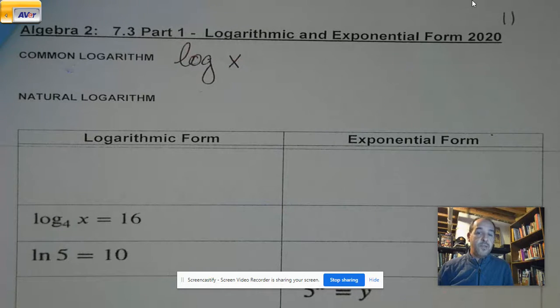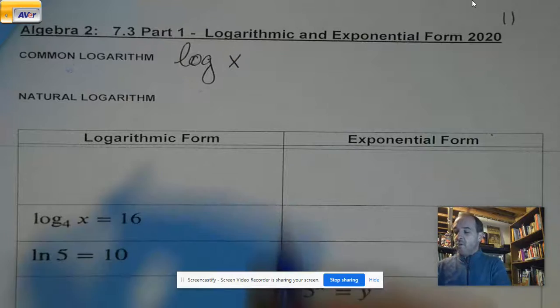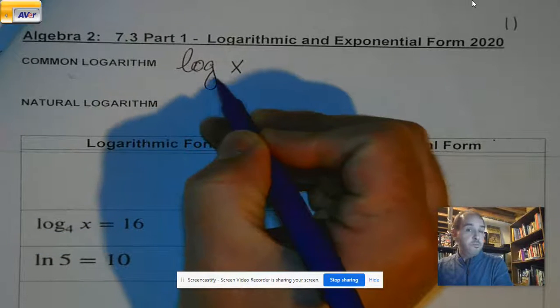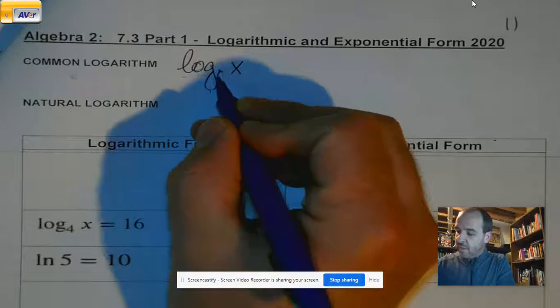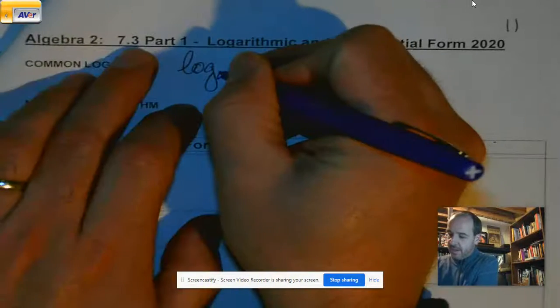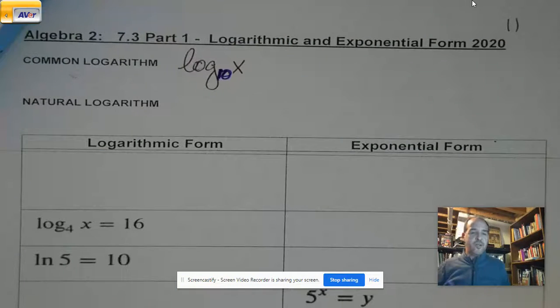But our common log is just going to be log of x. And normally there's going to be a little number down here, okay? If we don't see a little number down there, which is called the base of our log, we assume it's 10. Sorry, my 1 and my 0 look kind of cursive there. But that can be any value, and we're going to get it into a generic form here in a minute.